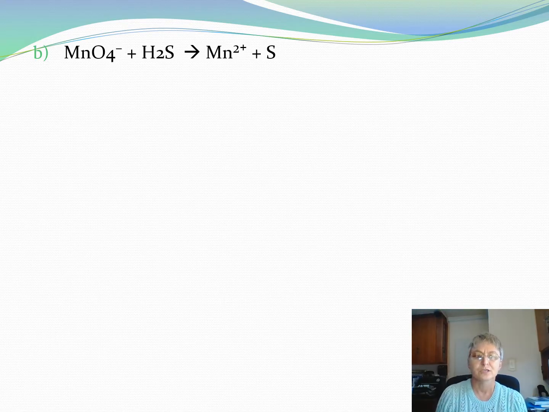So the first thing that we need to do is to separate the reduction half reaction from the oxidation half reaction, and we do that by identifying the oxidizing agent and the reducing agent. We use oxidation numbers in order to do this. So we start with the permanganate ion.